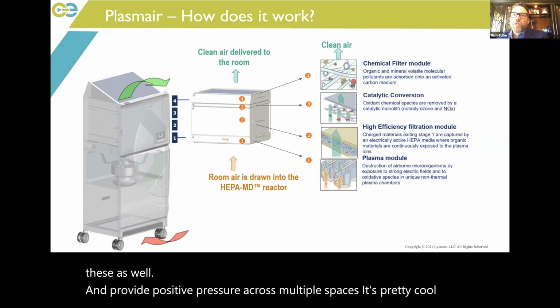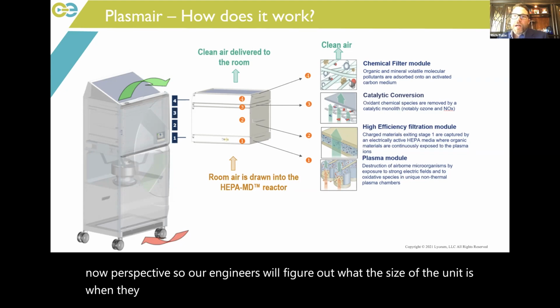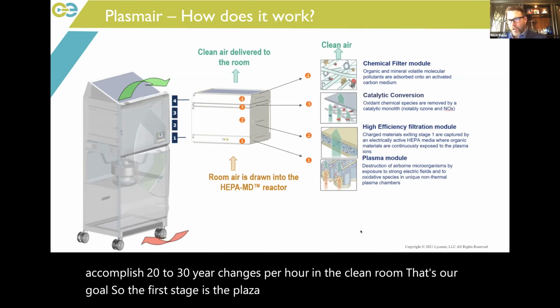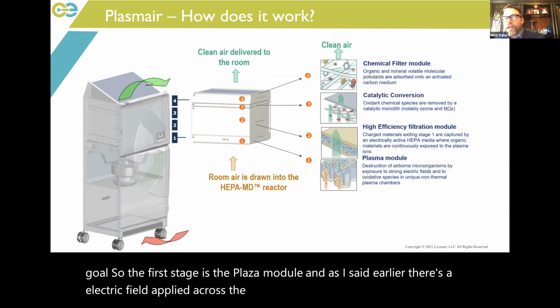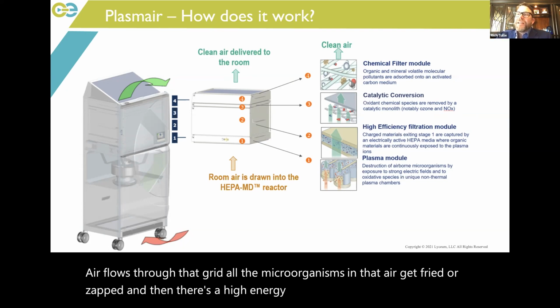So our engineers will figure out what the sizing of the unit is when they're programming the system in. And we'll try to boost the air, the CFM, to accomplish 20 to 30 air changes per hour in a clean room. That's our goal. So the first stage is the plasma module. And as I said earlier, there's an electrical field applied across the grid. And as air flows through that grid, all the microorganisms in that air get fried or zapped. And then there's a high energy field HEPA filter that captures all those dead bugs that fly through.